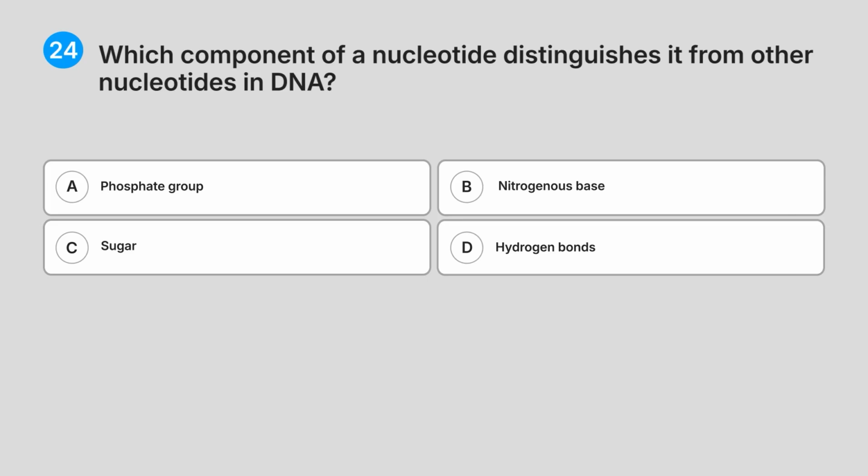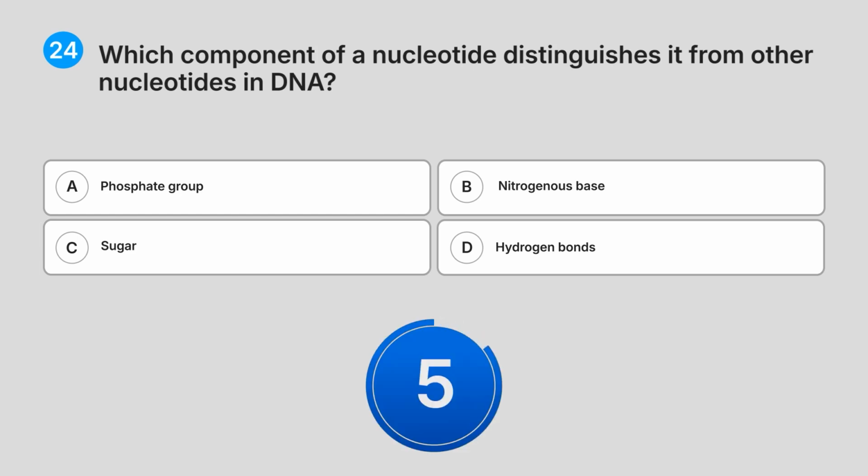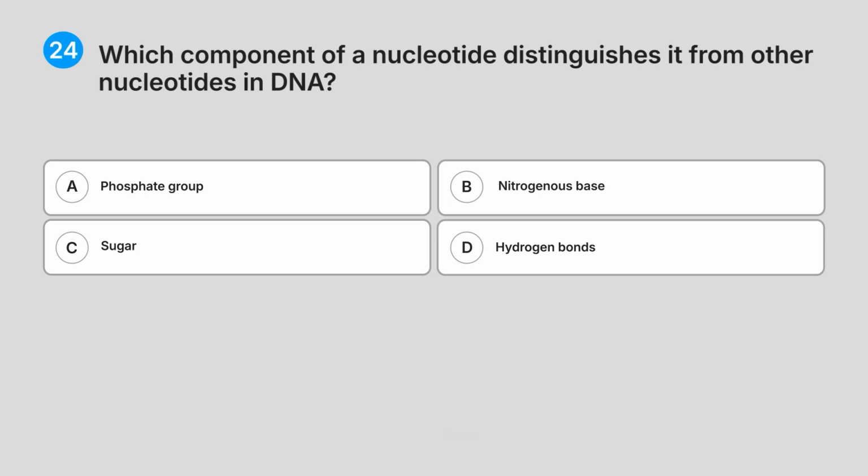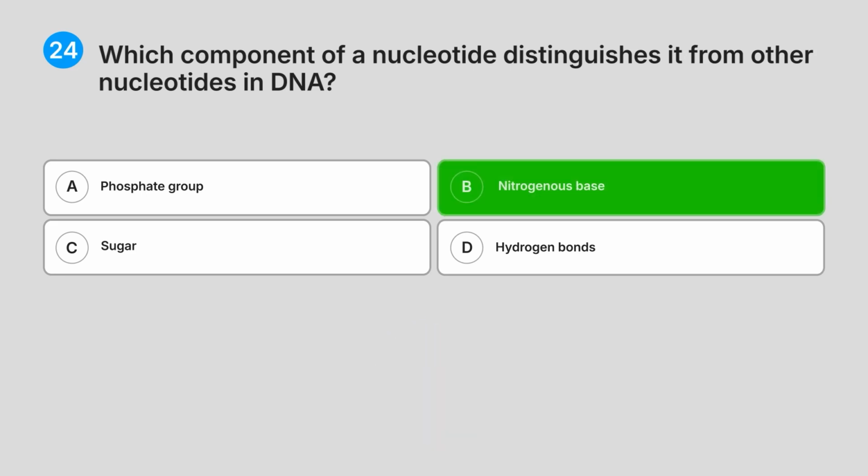24. Which component of a nucleotide distinguishes it from other nucleotides in DNA? A. Phosphate group. B. Nitrogenous base. C. Sugar. D. Hydrogen bonds. Can you guess the answer? Correct answer: B. Nitrogenous base.